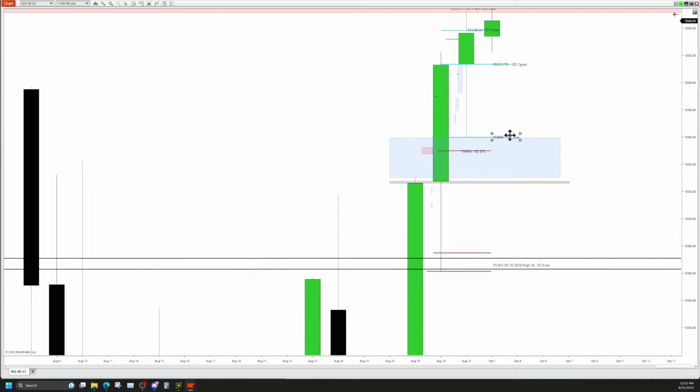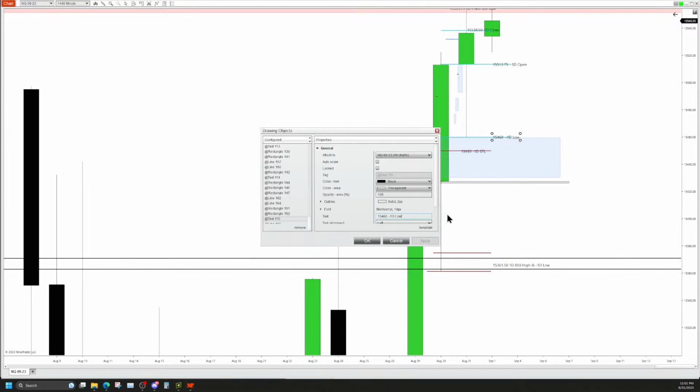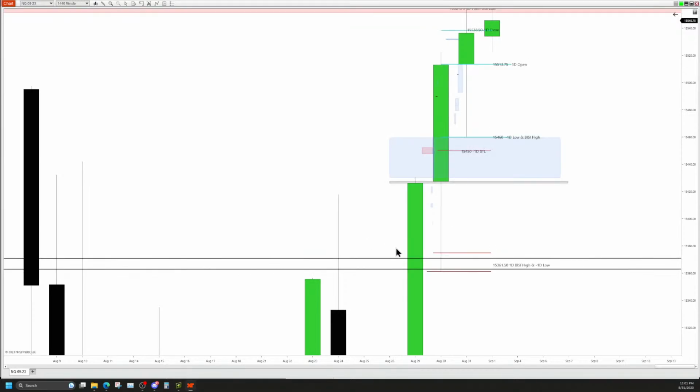And again, a little bit more data here, but we can see that this BISI is still here. So what I want to do is mark this. It's already marked as the previous day's low, but it's also the BISI high. So 15,460, previous day low, and BISI high. It's a daily BISI. Bottom of this, 15,430.50. Let's make sure we have that labeled as well.